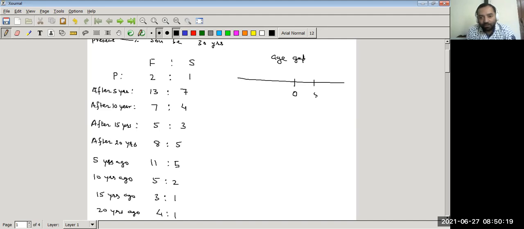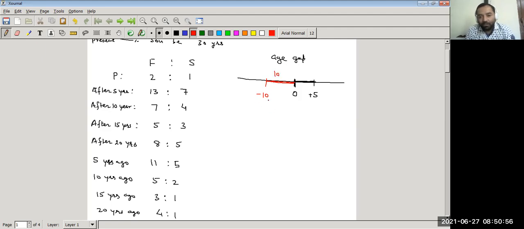After 5 years, we can take this as plus. So what is the difference in age? That is 0 and 5, that is 5 years. So the age gap is 5 years. If the present age ratio is given, and 10 years ago their ages are given, then the age gap will be 10 years.